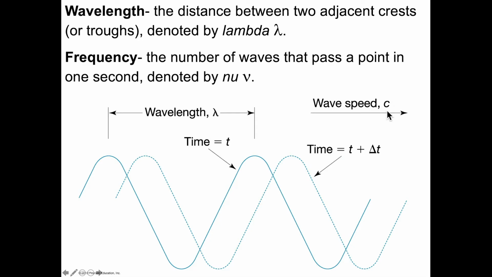The frequency is the number of waves that pass a point in 1 second. This is denoted by the Greek letter nu, which looks like a little v. So this is a frequency. We list frequencies based on the amount of waves that pass in a given time. In this case, the time is most commonly, if not always, a second.